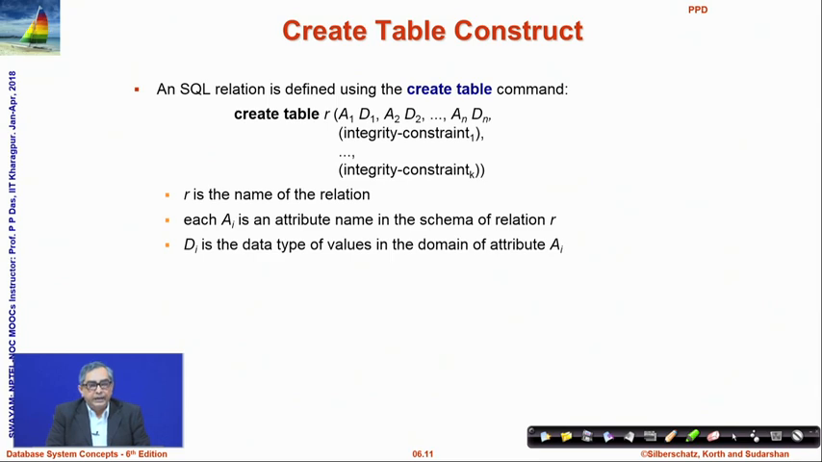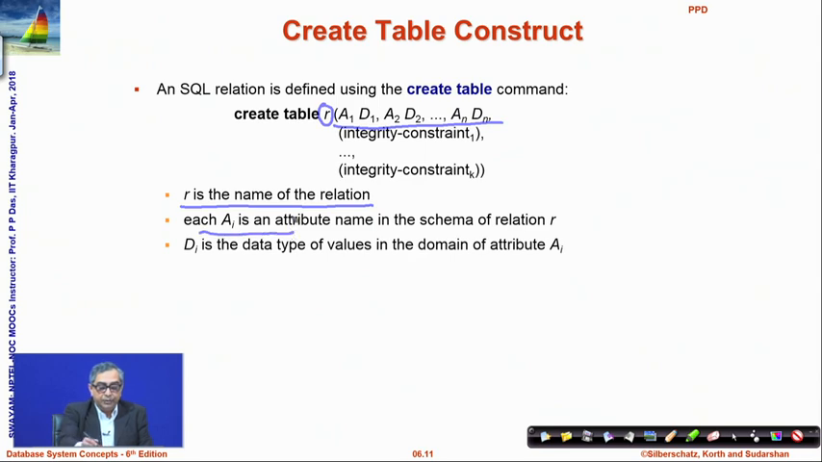Now, to create a table, this is how you go about it. The SQL keyword create table is the basic command. With create table you have to specify a name. Here the name that is given is R, which is the name of the relation, and then you provide a series of attributes separated by commas.